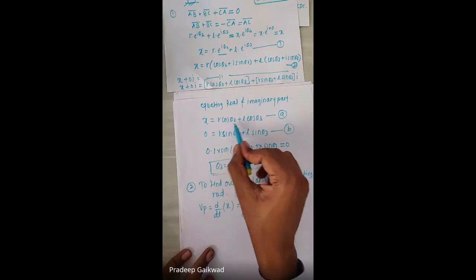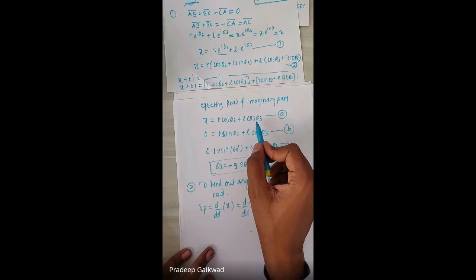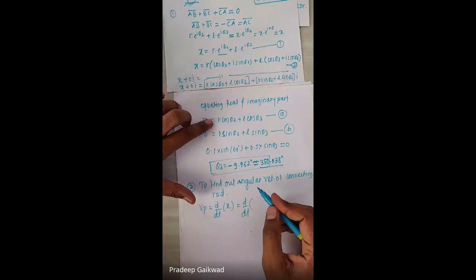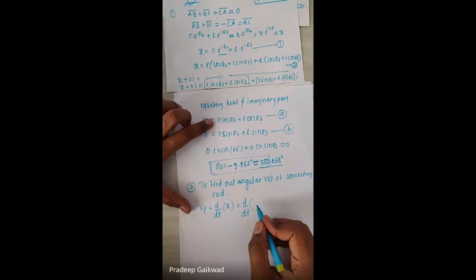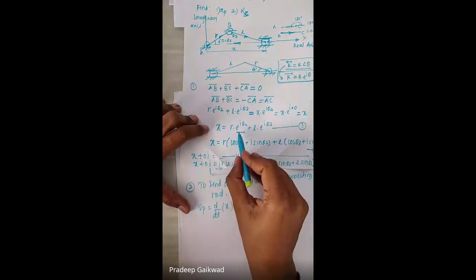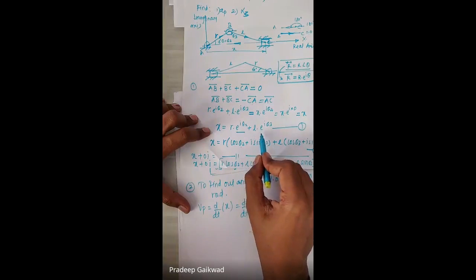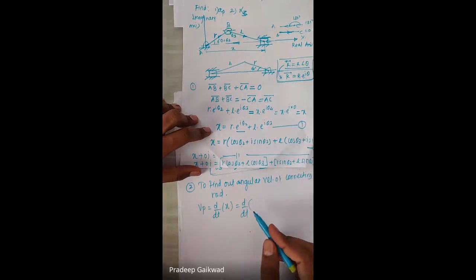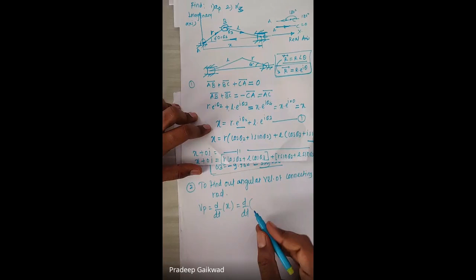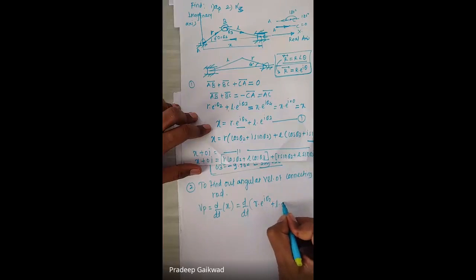You have this equation: r cos theta 2 plus L cos theta 3. Or instead of cos, I am writing here the basic equation. X is what? X is R into e raised to i theta 2 plus L into e raised to i theta 3. So just use that. That is d/dt of R into e raised to i theta 2 plus L into e raised to i theta 3.